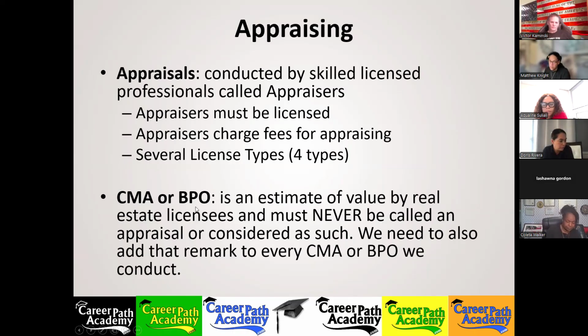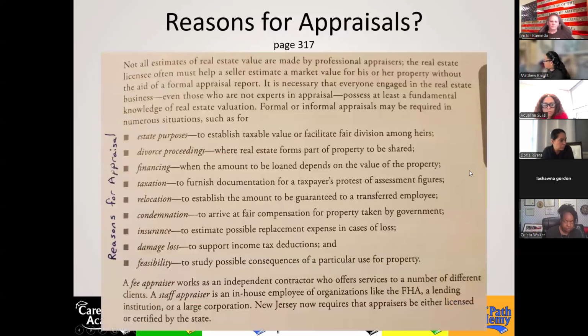But if we do, who do we need to collect that fee through? If we're doing a BPO, broker's pricing opinion, for a lender, and they're going to pay us for that, do we get paid directly by the lender? You get paid by the broker. It's got to go through our broker because you can only be paid by your broker.